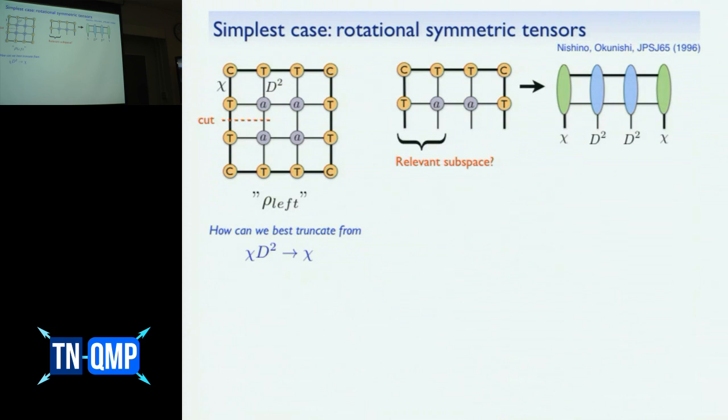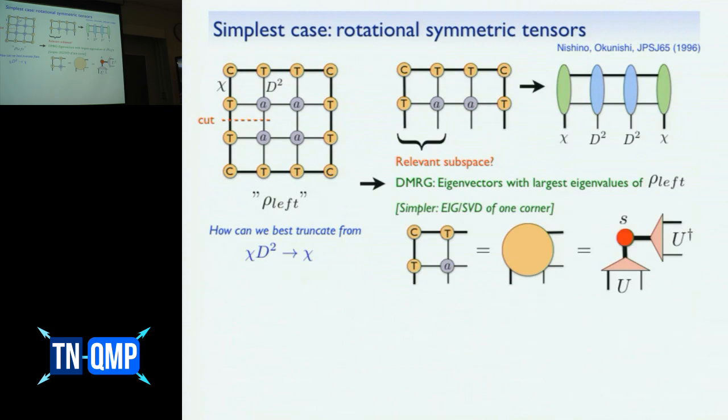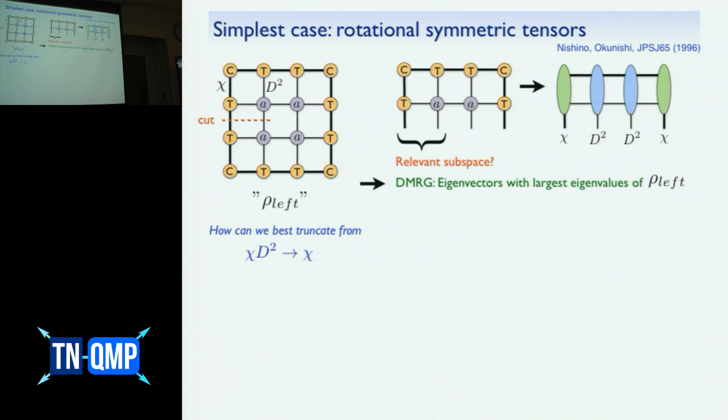Then the question of what states you should keep is answered by DMRG, which tells you to take the eigenvectors with extremal eigenvalues of the reduced density matrix on this left side. What is shown here is exactly the reduced density matrix of this MPS. If we cut this diagram open, it corresponds to the reduced density matrix. So all we need to do is diagonalize this reduced density matrix and look for the eigenvectors with the largest eigenvalues. In this case, it's even a bit simpler.